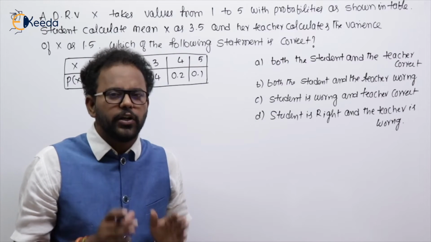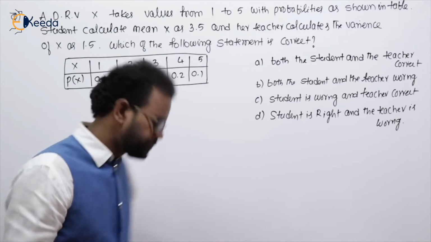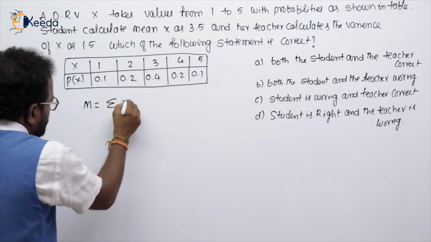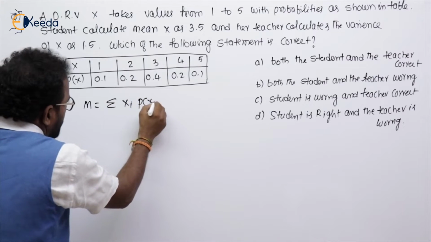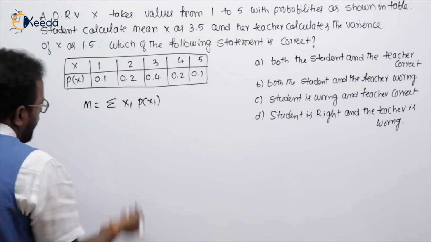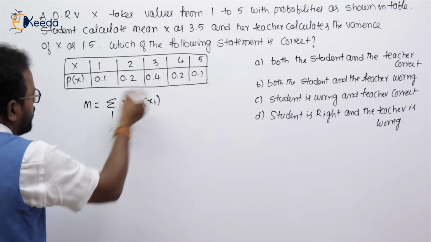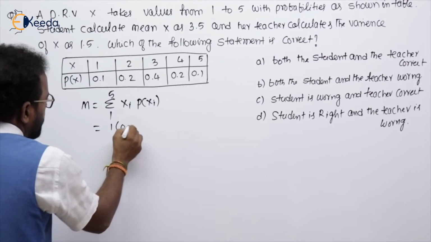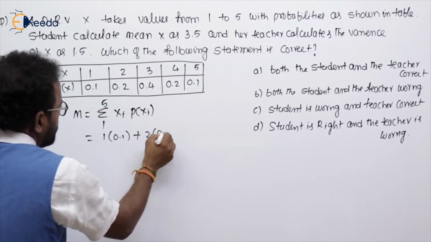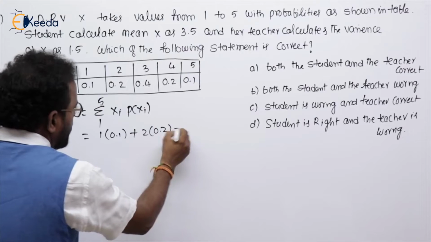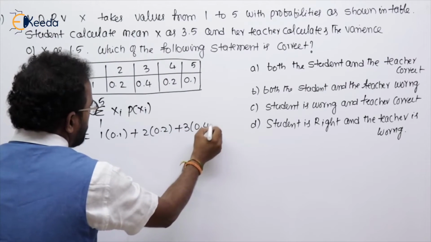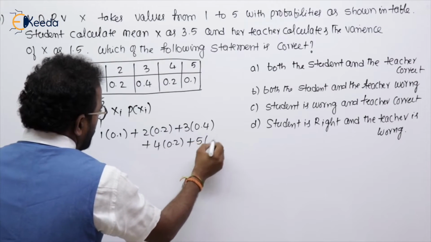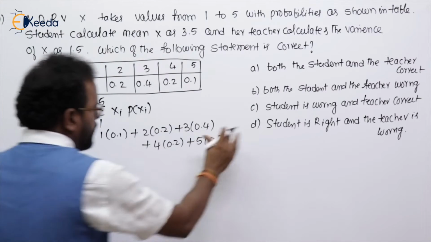The meaning is, here you need to calculate mean and variance. Given is a discrete random variable. What is the mean formula? Summation xi into p of xi. And here, from where to where is the random variable? 1 to 5. Substitute. What is the first value? 1 into its probability, plus 2 into its probability, plus 3 into its probability, plus 4 into its probability, plus 5 into its probability.